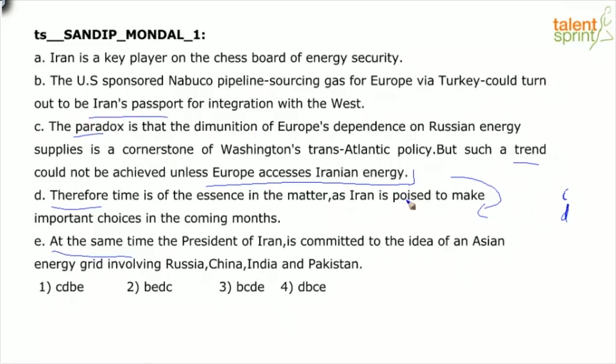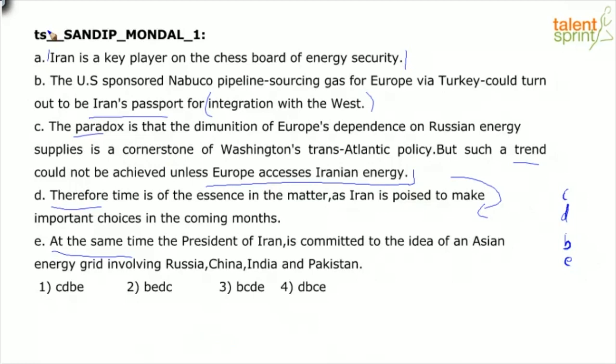So, Iran, at the same time, the President of Iran is committed to the idea of an Asian energy grid involving Russia, China, India and Pakistan. So, integration with the West, but at the same time, the President of Iran is doing something else. So E has to follow B, right? Iran is a key player on the chessboard of energy security. So I think, yeah, BE, correct. So I'm looking at a couple of connecting sentences.